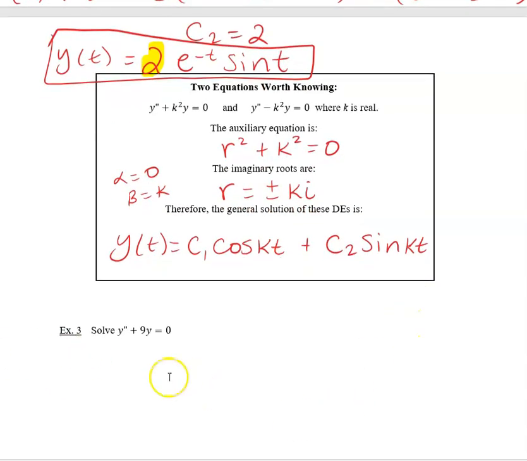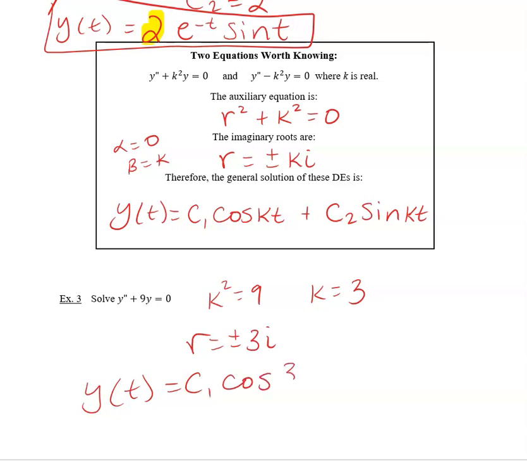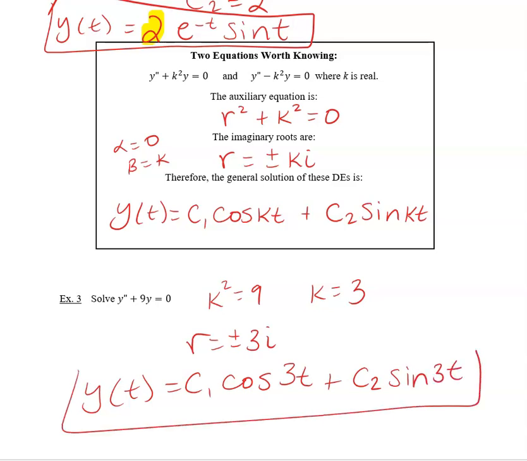So as an example, here's y double prime plus 9y equals 0. Notice it's in the format of that first equation. K squared is equal to 9, which of course means k is 3. So my roots are going to be plus and minus 3i, and my general solution is going to be c1 cosine of 3t plus c2 sine of 3t, and that's it. So that'll just save you a little bit of work of having to go through the entire auxiliary equation.